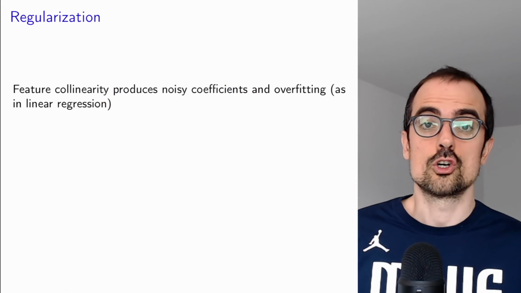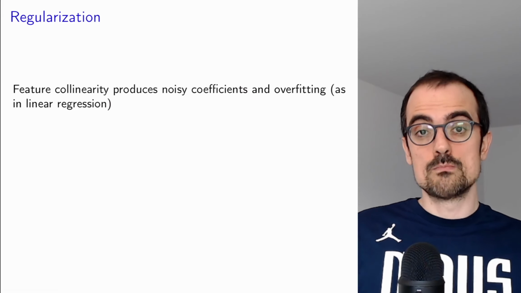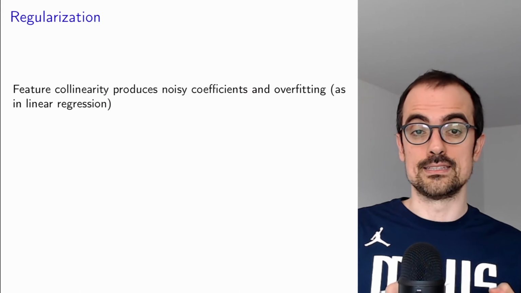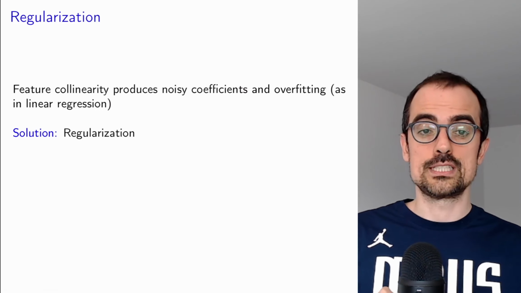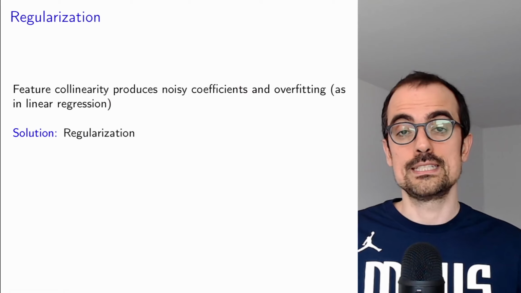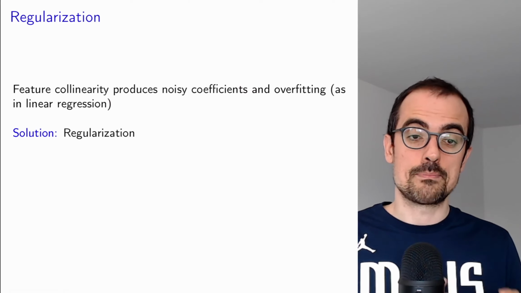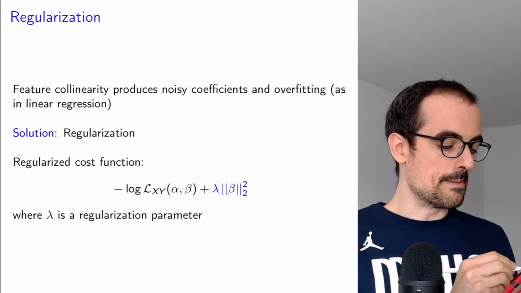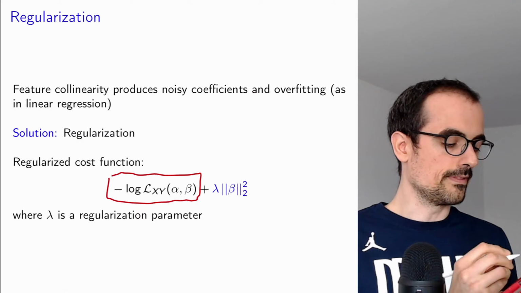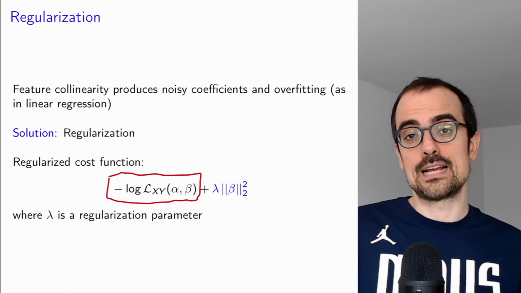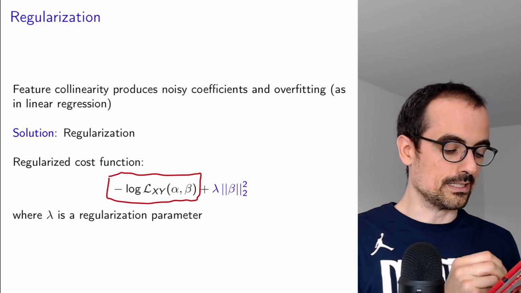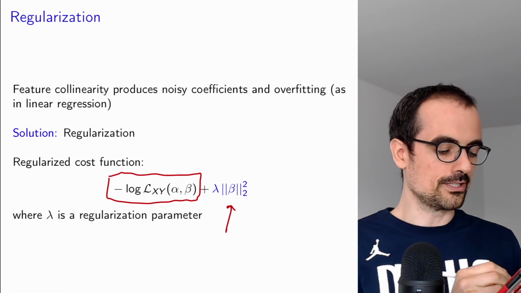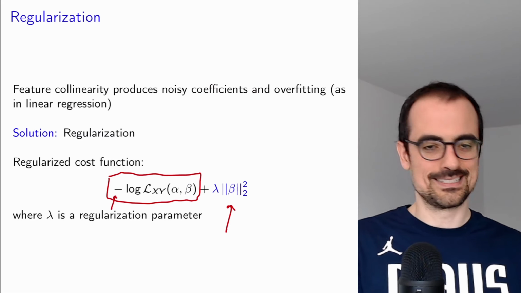We discussed in the context of linear regression that sometimes for linear models, when there's feature collinearity, this produces noisy coefficients that can overfit the data. This can also happen in logistic regression, and a possible solution is the same as in linear regression, where we apply regularization. To show you what this would mean, we take the minus log likelihood. Typically we want to maximize the log likelihood, but now we're going to combine it with a regularization term that we want to minimize. That's why we have a minus here.